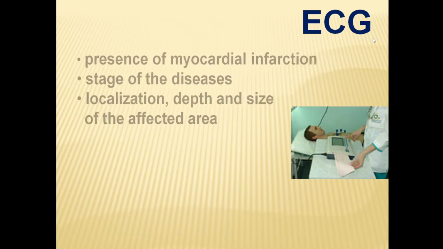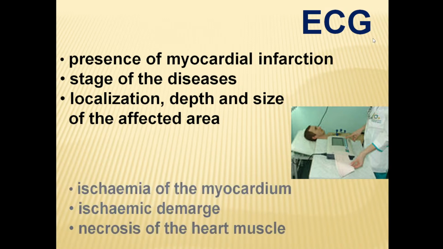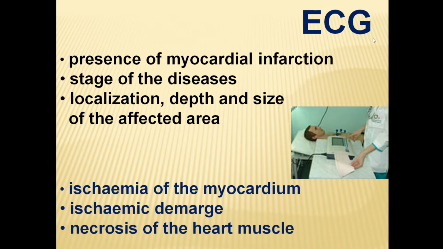ECG is the main method of diagnosis. I told you it helps clarify the stage, localization, depth, size, and location of myocardial infarction. And depending on ECG, we distinguish three periods of development of myocardial infarction: initial ischemic, then ischemic damage, and final necrosis.